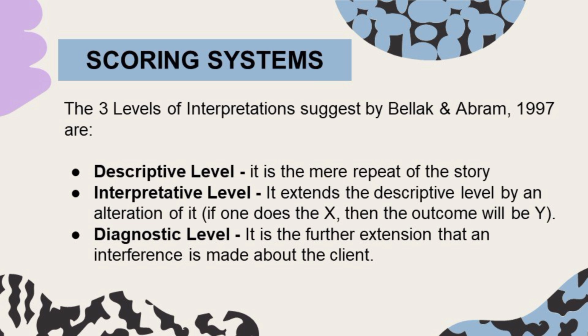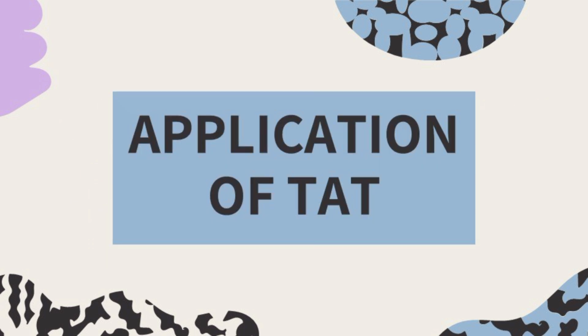The descriptive level is the mere repeat of the story. The interpretative level extends the descriptive level by an alteration of it: if one does X, then the outcome will be Y. The diagnostic level is the further extension in which an inference is made about the client. Last but not least is the application of TAT.